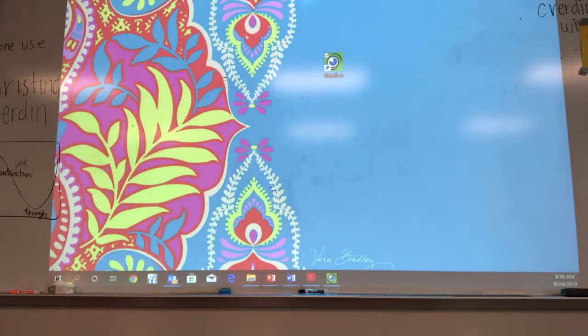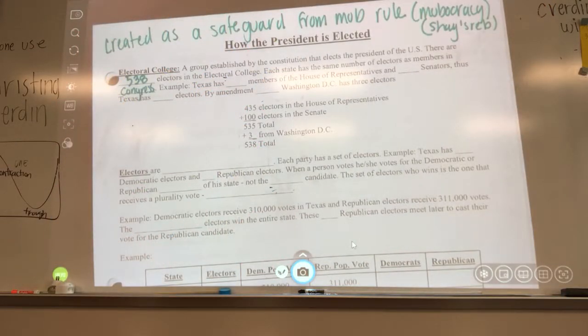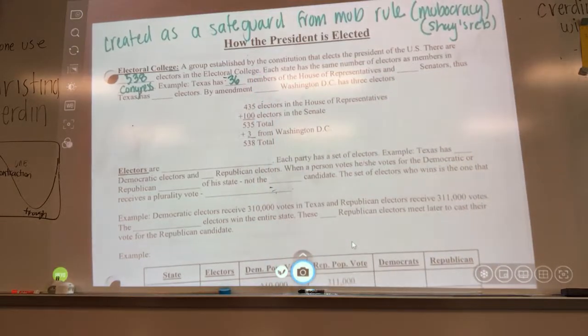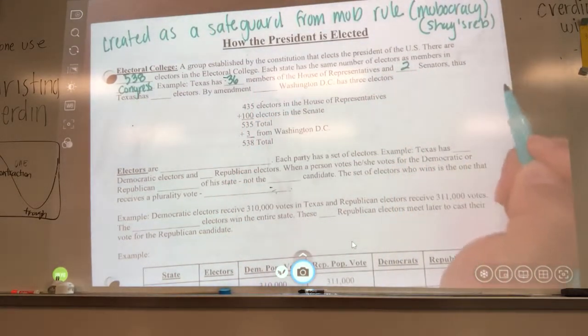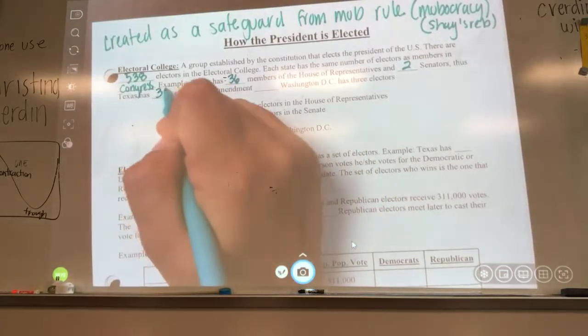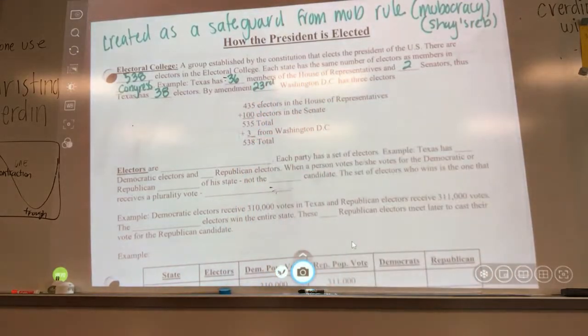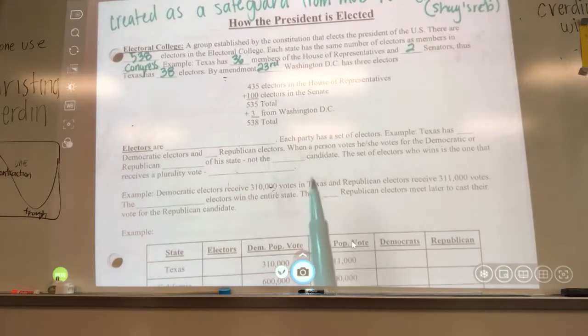And you have California and Texas on your side. You're doing pretty well. So, for example, Texas has how many members in the House? 36. How many do we have in the Senate? 2. So when I add both those numbers together, Texas has how many electors? 38. And by the 23rd Amendment, Washington, D.C. has 3 electors.